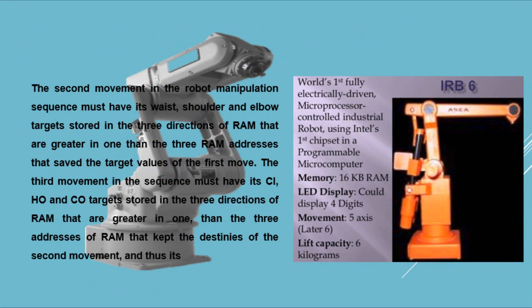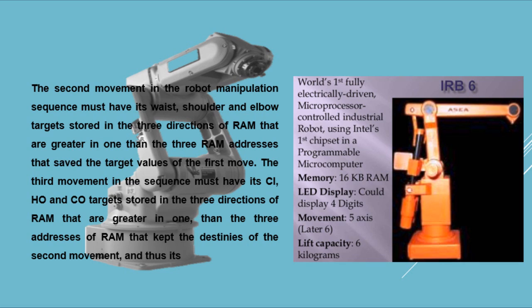The second movement of the robot's manipulation sequence must have its right shoulder and elbow tangent stored in the three directions of a RAM that are greater than one. Those are the three RAM addresses that save the tangent values of the first move.